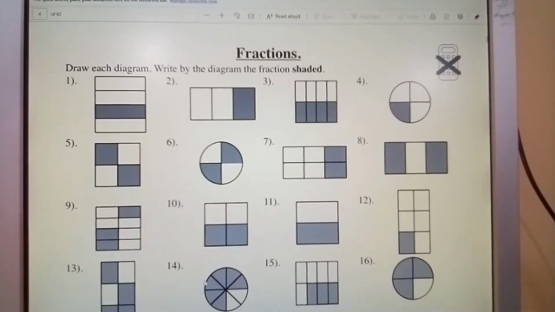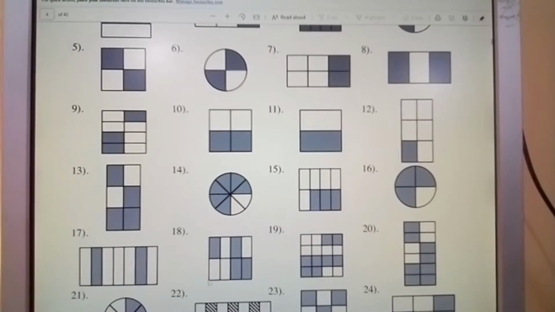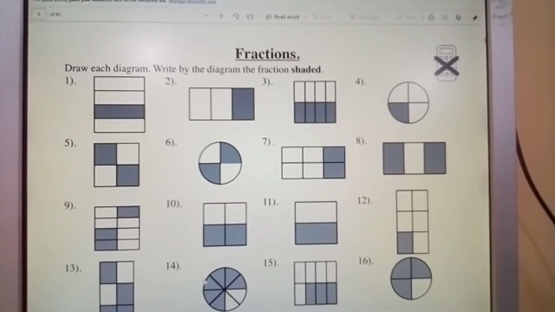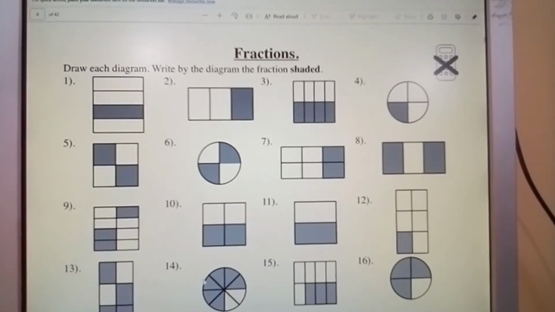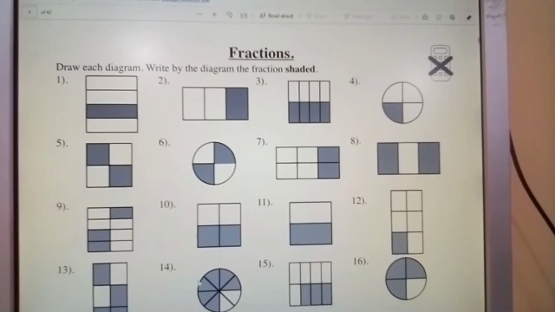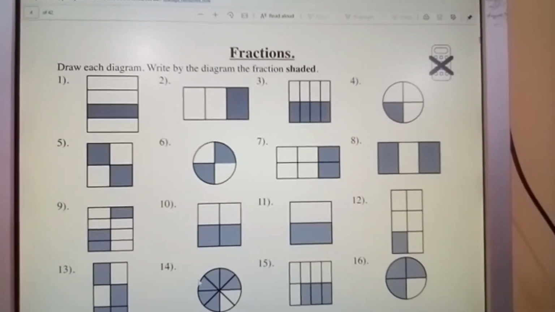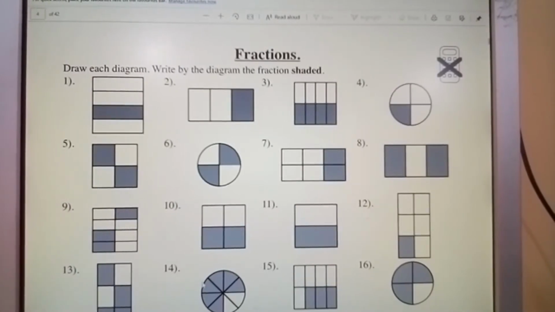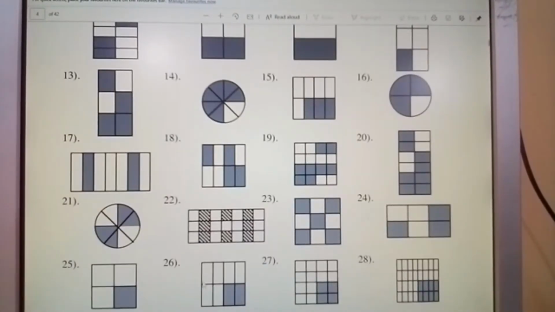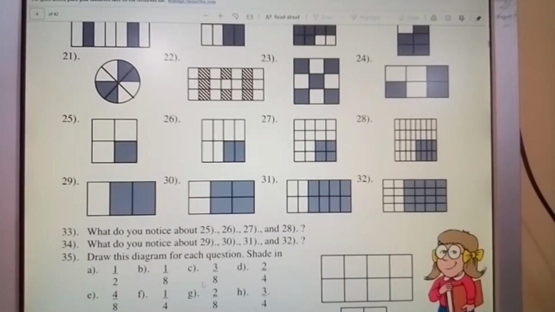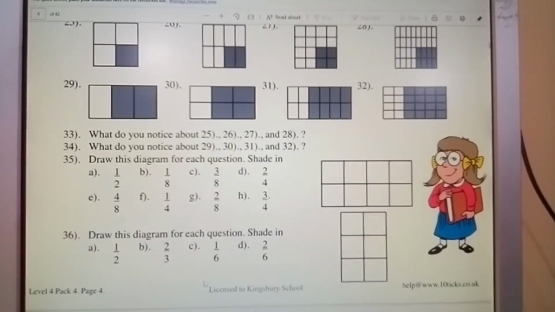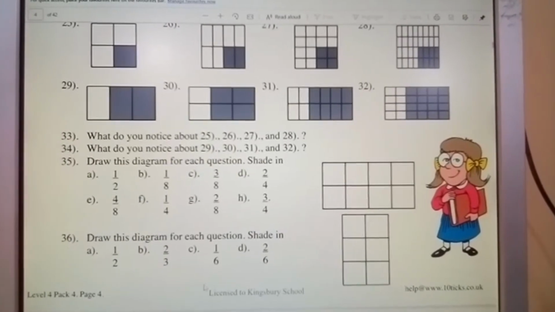And again, still on fractions, okay? Now, try and draw these diagram blocks. Draw each diagram right by the diagram the fraction shaded, okay? So you actually need to do this for yourselves, okay? Okay, there you are, okay?